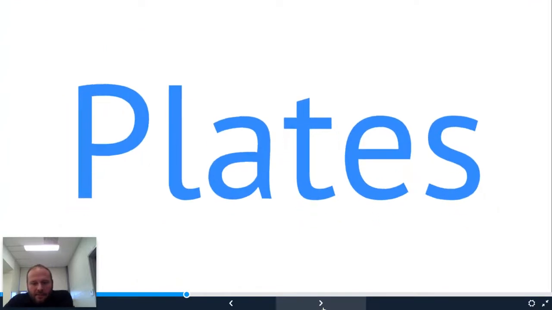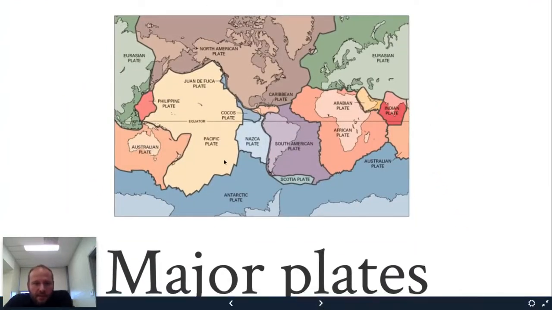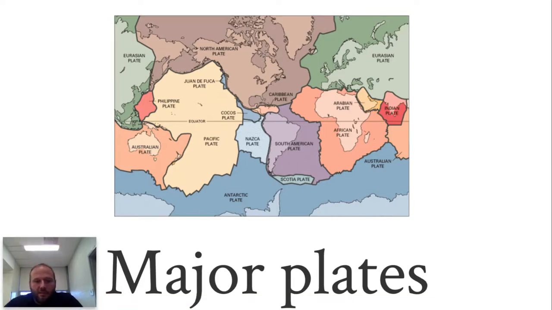So now looking at the plates, again, these are all the plates here. They are kind of split up in chunks. Part of them have oceans, part of them have continents. But this is the idea of the way Earth is currently split up into its major plates.